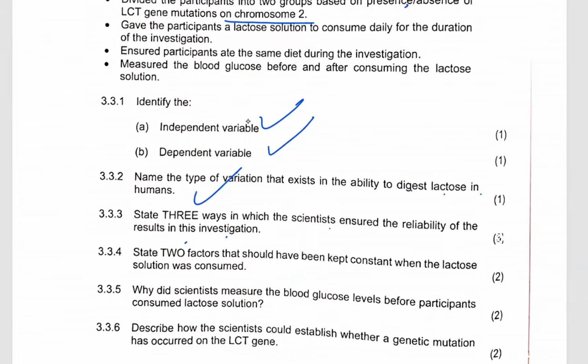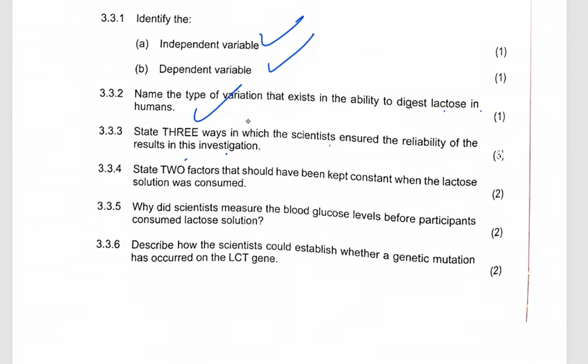State the factor that should be kept constant when the lactose solution was consumed. Which factors? The amount of lactose which you consume must be kept constant. The concentration of lactose must also be kept constant. Why do scientists measure the blood glucose level before and after? Basically, they want to compare these results by developing what is called a baseline. Before it was like this, after it was like this, so what caused what? That change is caused by what? So they want to find out the effect.